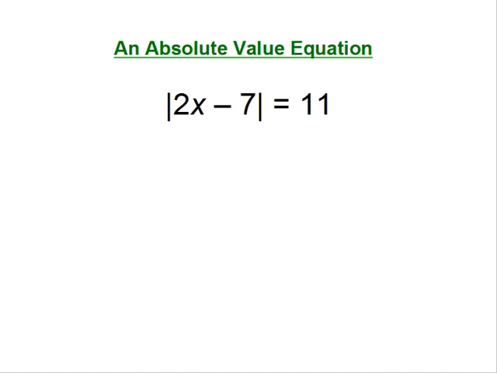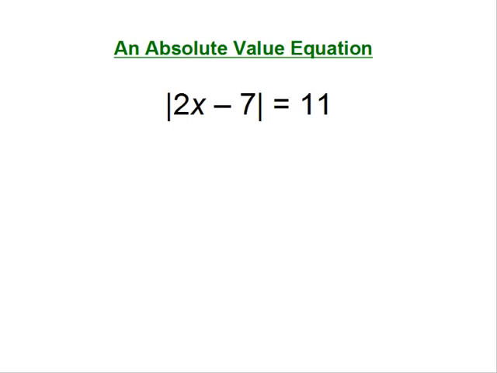Absolute values. The rule with absolute value is that those bars turn whatever is inside positive. So one way to look at this is, some absolute value of something is equal to 11. How does that happen? It happens if what's inside is just 11 to begin with, then the absolute value bars don't do anything. Or you could get 11 if you started with negative 11 inside those bars. Absolute value of negative 11 is 11.